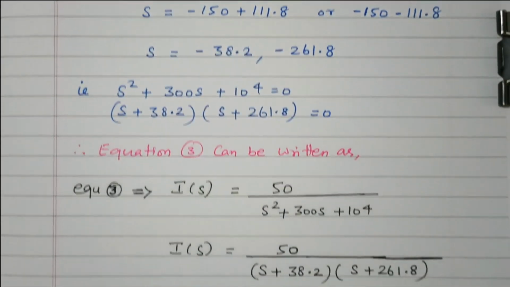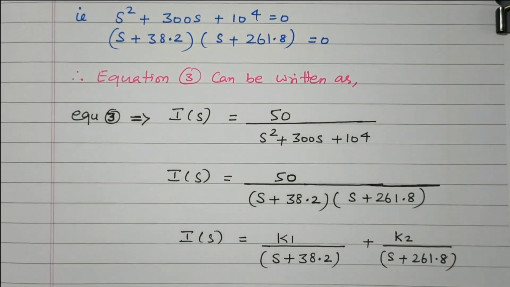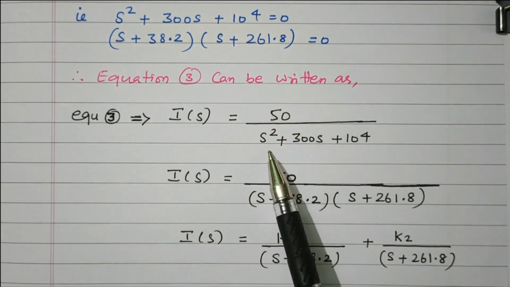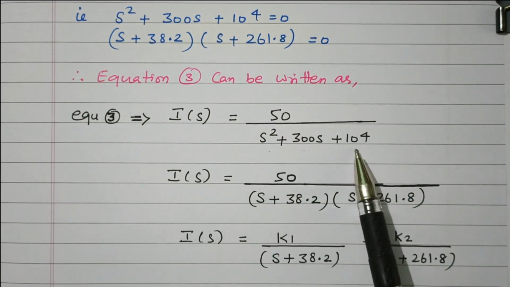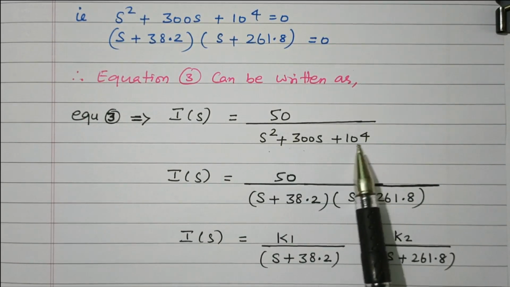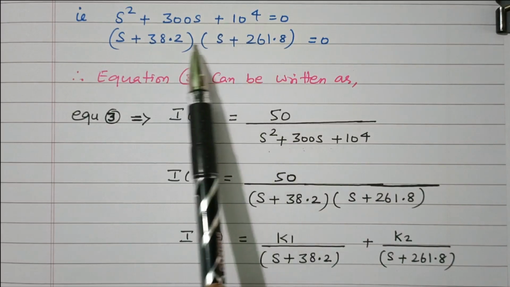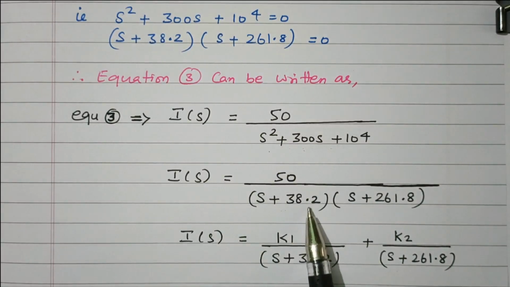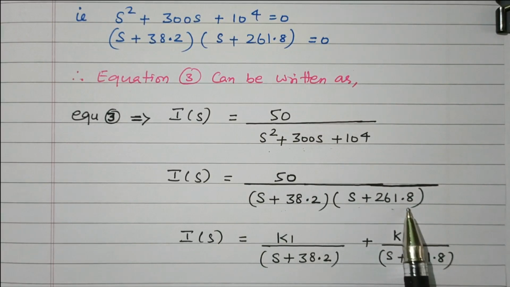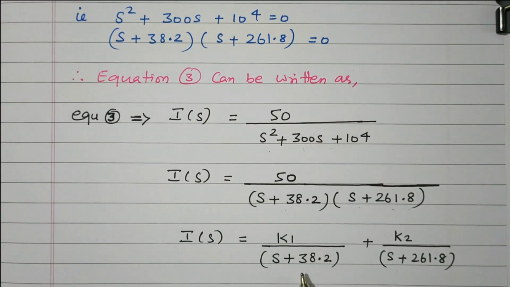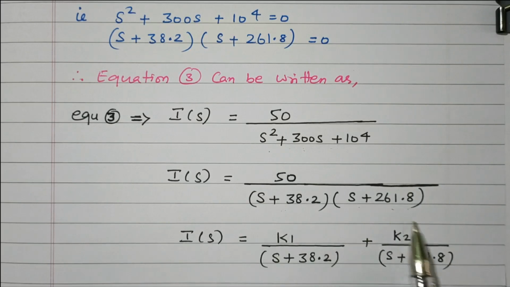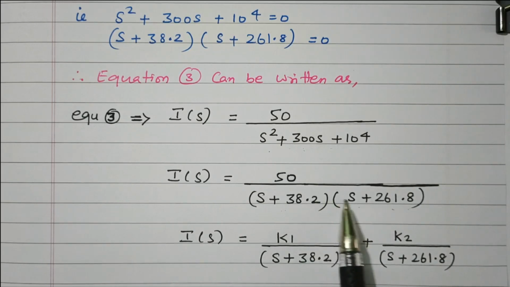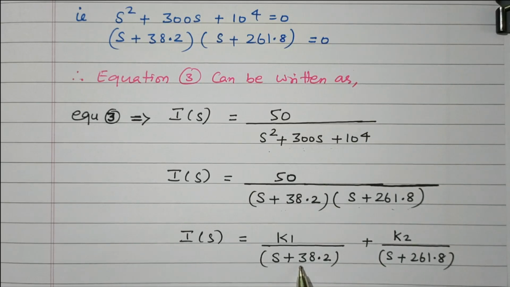So that the equation 3 we can write as 50 divided by s square plus 300s plus 10 to the power 4. This is the equation 3. So this term now can be replaced by these two roots. s plus 38.2 into s plus 261.8. Now we need to go for the partial fraction technique in order to split the term. Then only we can take the inverse Laplace. We can take this inverse Laplace easily. We cannot take the inverse Laplace of this form. So that it is split by using the partial fraction technique.